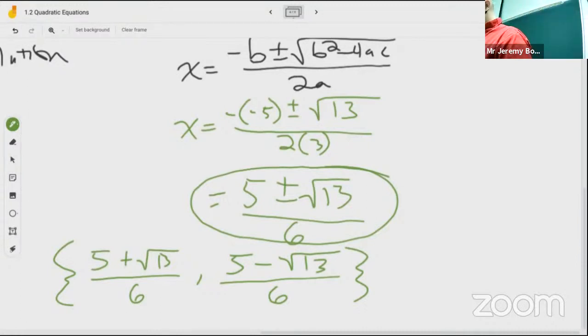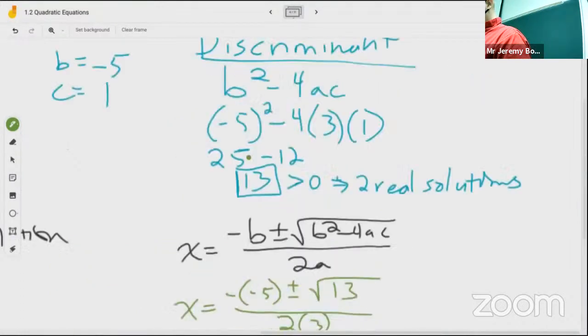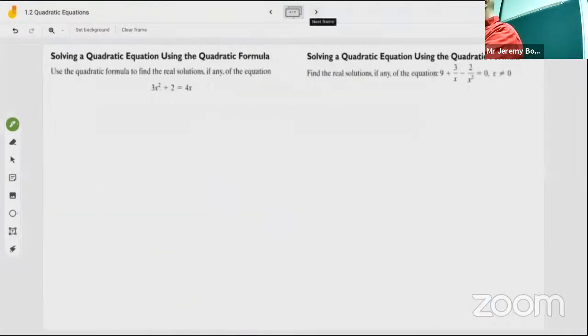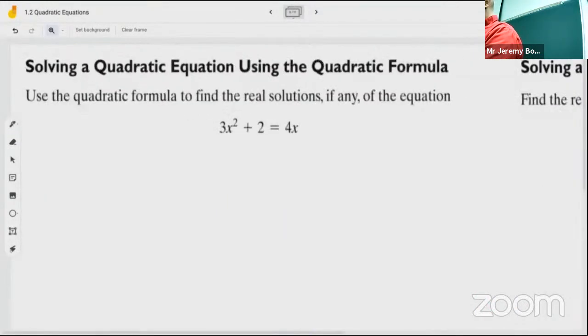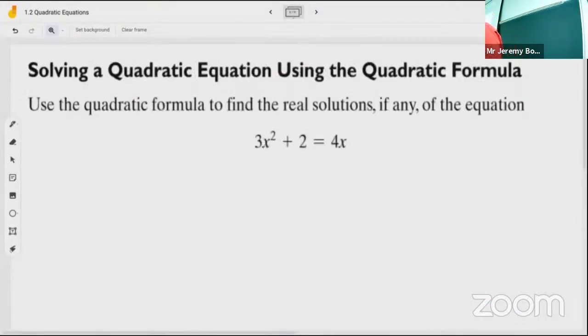Next page. Let's give y'all one to try. You've got 3x squared plus 2 equals 4x. Notice it's not in the form ax squared plus bx plus c equals 0 yet. So we have to get it in that form first. So try that one out.